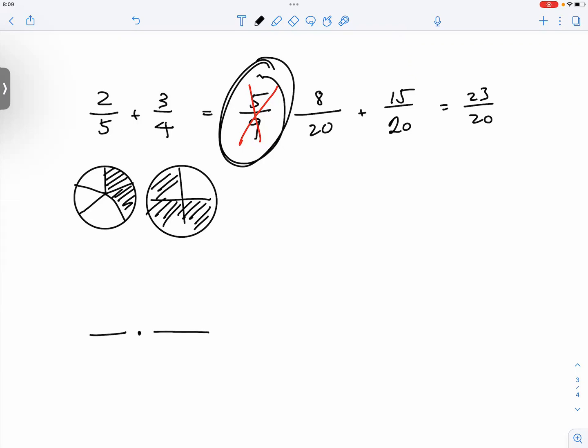Okay. Now, let me give you something more. All right, are you ready? Are you ready? So 5 over 12, and then we have 6 over 20. Okay. All right.